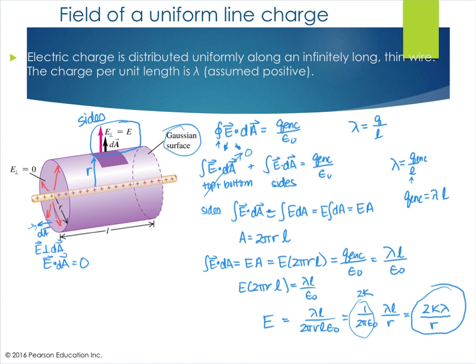So what we see here is the line of charge only falls off as 1 over r, where a sphere of charge fell off as 1 over r squared. Just a little difference to notice.